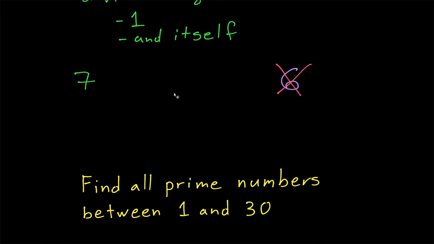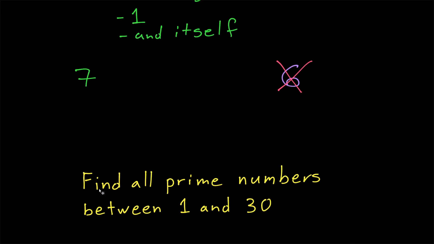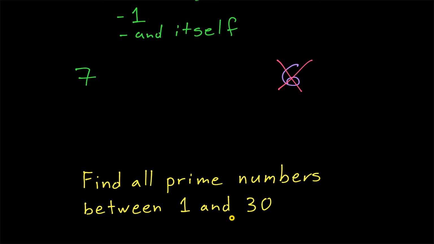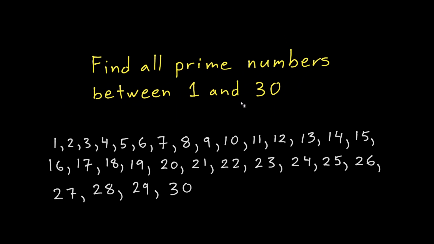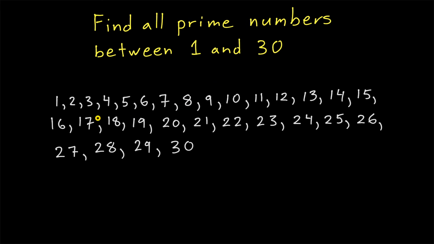So let's say we have the question, find all prime numbers between 1 and 30. So the way that you would approach this question is you would write down all the numbers between 1 and 30. And in the interest of time, I already listed all of these numbers. So all the numbers you're seeing on the screen in white are just the numbers between 1 and 30.